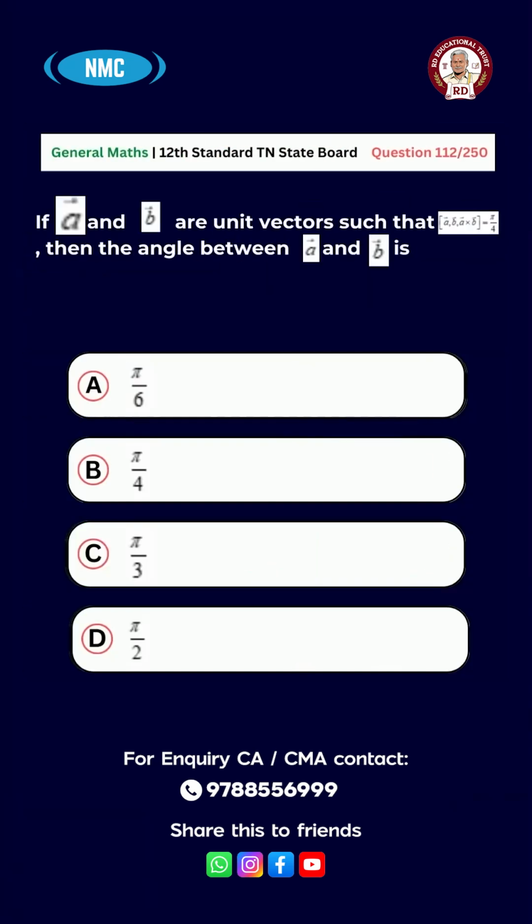Question number 112. If A and B are unit vectors such that the box product of A, B, A cross B equals pi by 4, then the angle between A and B is: option A pi by 6, option B pi by 4, option C pi by 3, option D pi by 2. The correct option is option A, pi by 6.